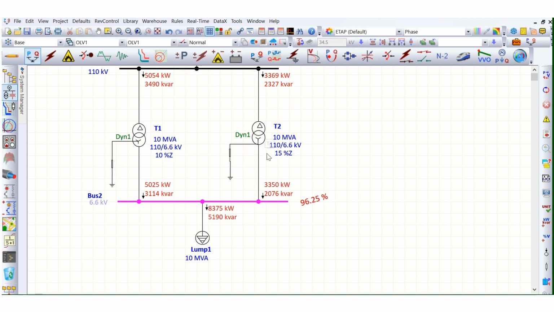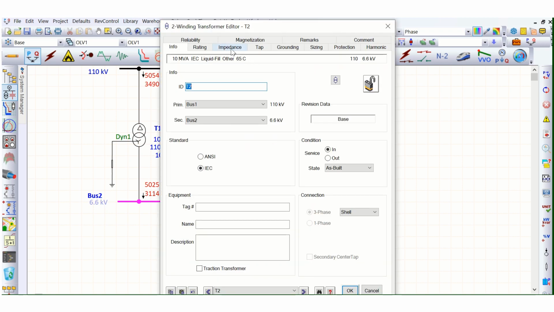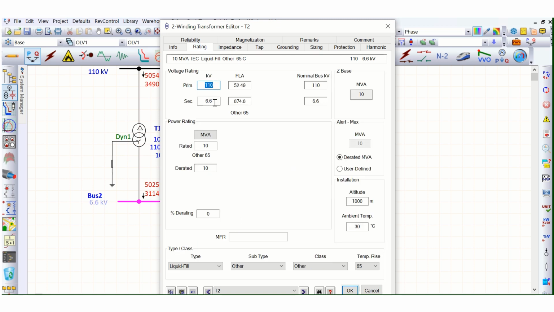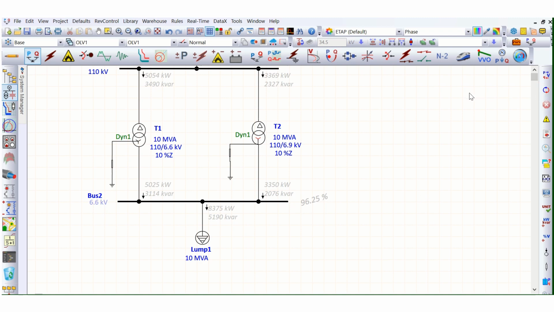Now we will go back to the transformer impedance as 10%, and we will see what's the impact of the voltage rating. So let's go back to 10% impedance, and let's see, this voltage ratio is 6.9 kV. Okay, let's run once again.